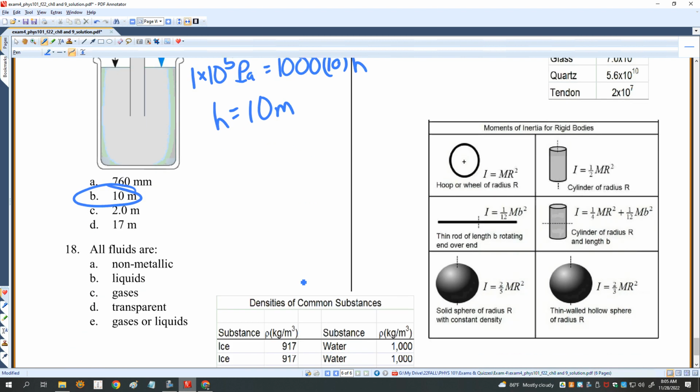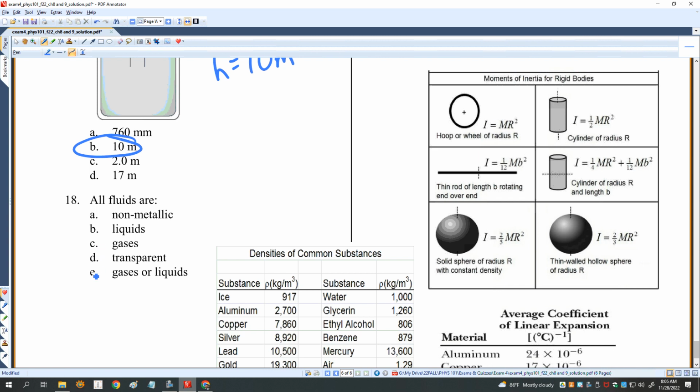All fluids are gaseous. Fluids are gases or liquids. There are some metallic fluids, but that's not it. All fluids are liquids. That's not true. All liquids are fluids, but not all fluids are liquids because some fluids are gases. Not all fluids, of course, are transparent.